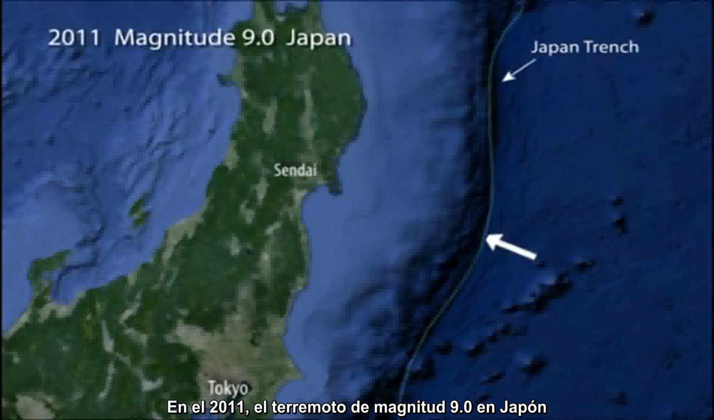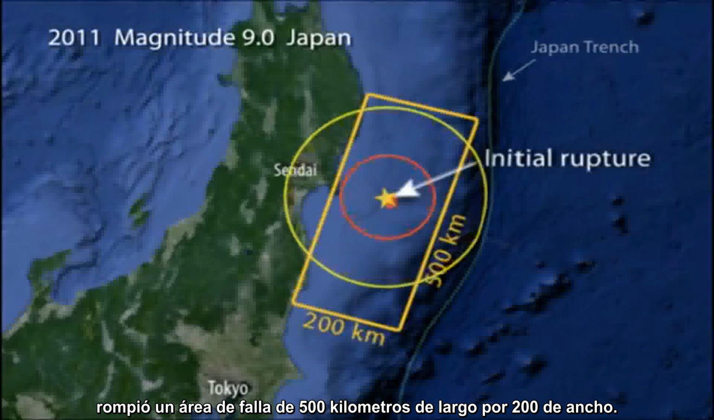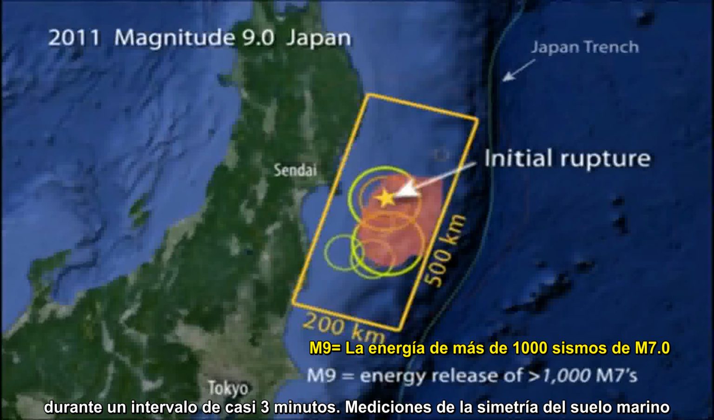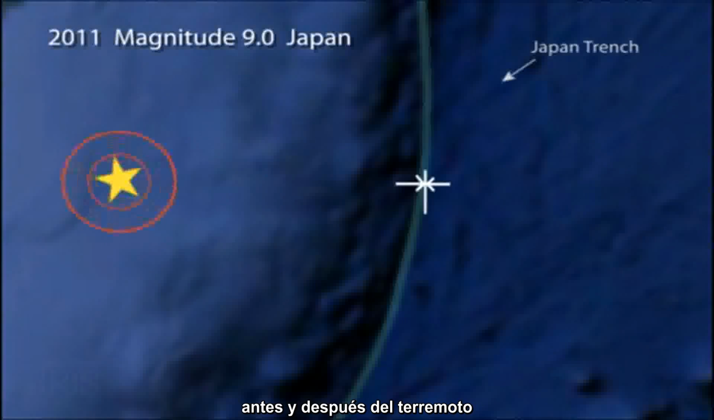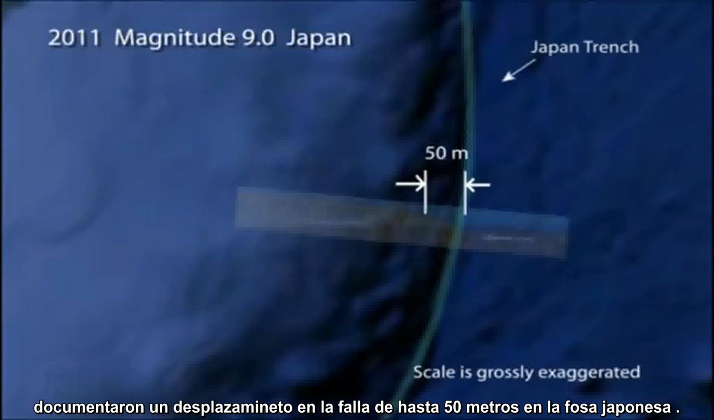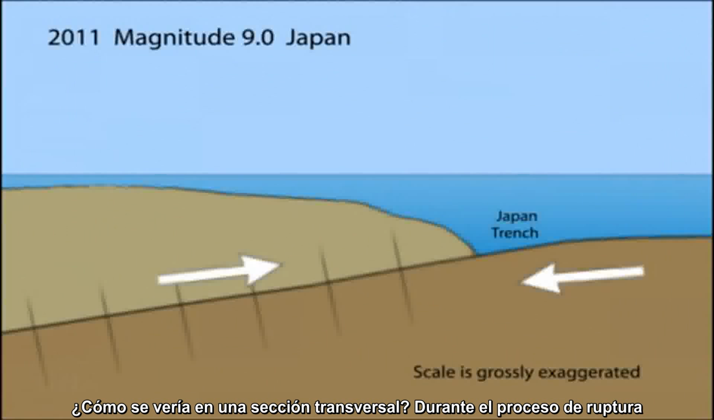In 2011, the magnitude 9 Japan earthquake ruptured a fault area 500 kilometers long by 200 kilometers wide, over an interval of nearly 3 minutes. Surveys of seafloor bathymetry before and after the earthquake document up to 50 meters of fault displacement at the Japan Trench. What would that look like in cross-section?